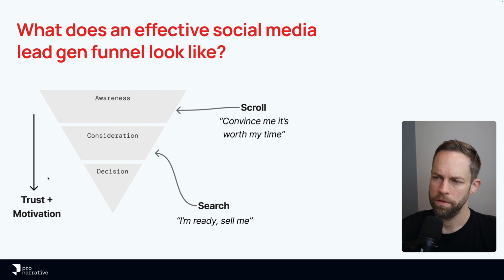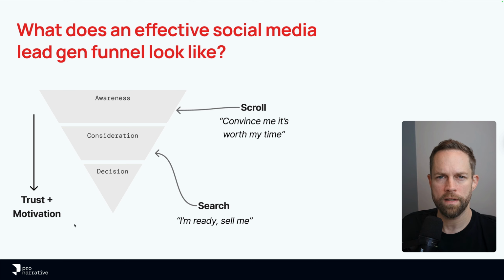Another good way to look at this is with our traditional funnel. And the question here is, what does an effective social media lead gen funnel look like? Now, comparing the two, scroll versus search, scroll prospects are at the top in the awareness section, whereas search prospects are further down in consideration or decision. What this means is that we've got to apply effort and pressure in a way that moves a social media scroll prospect down the funnel.